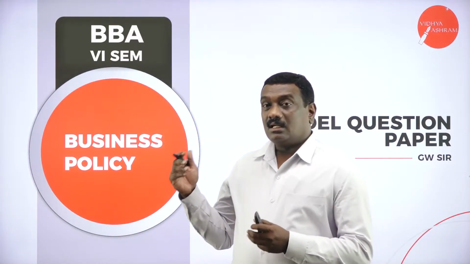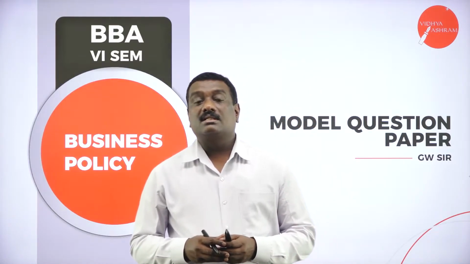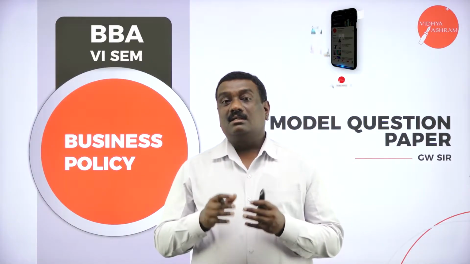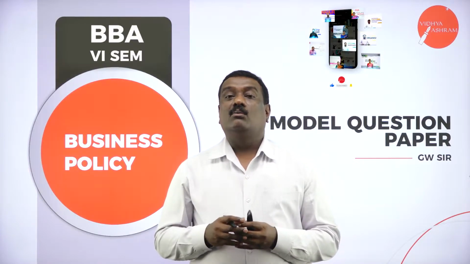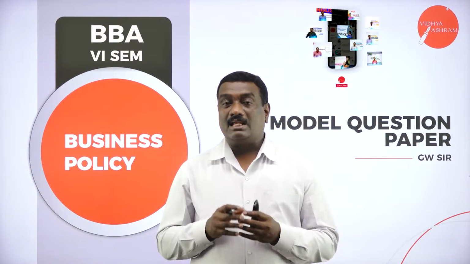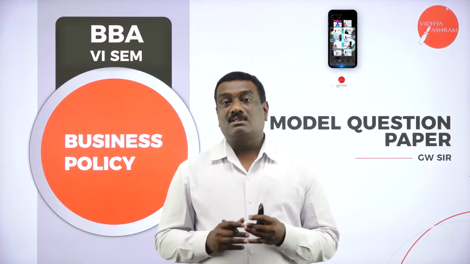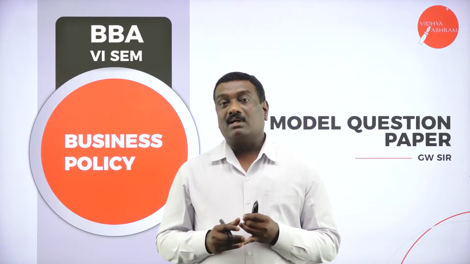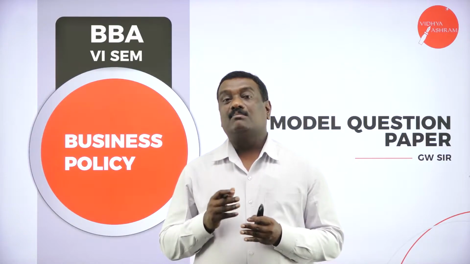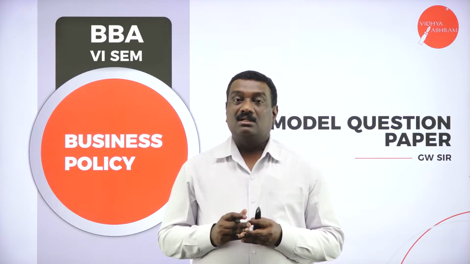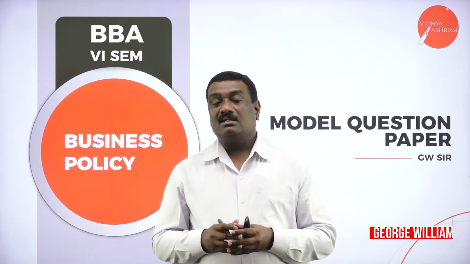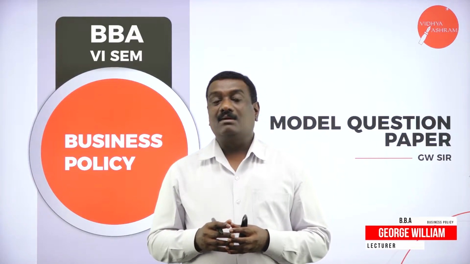Dear students, this session is related to your model question paper for business policy. So students, here the total question paper for the examination will be for 80 marks, and it has been divided into three parts. One is part A, part B and part C. Part A is for 5 marks, part B is for 10 marks and part C for 15 marks. So like this, the allotment of the marks has been divided out of the total 80 marks.